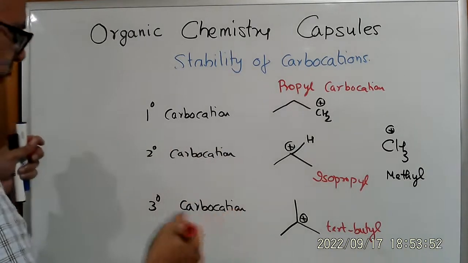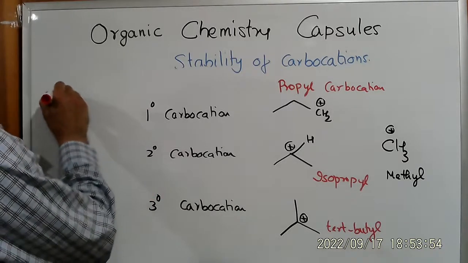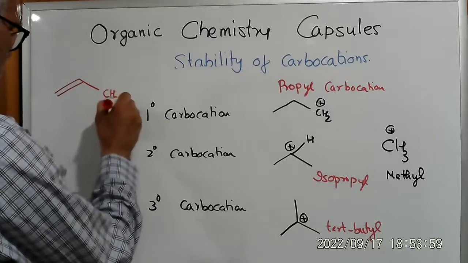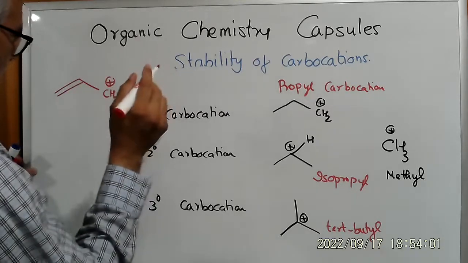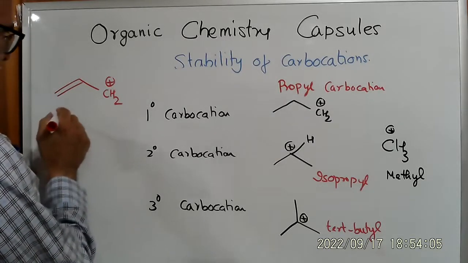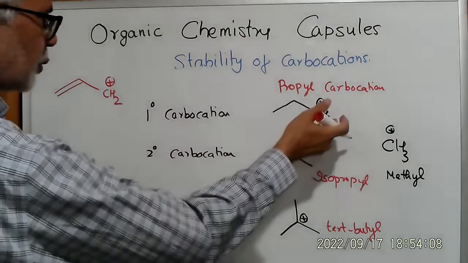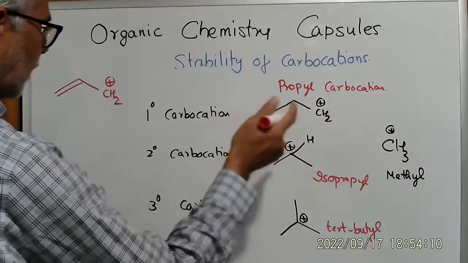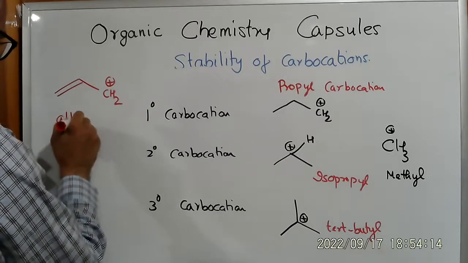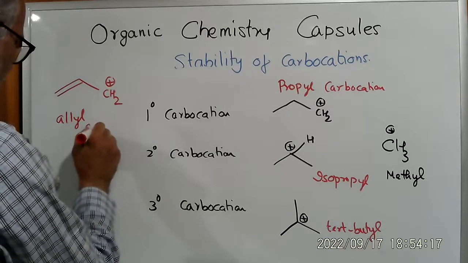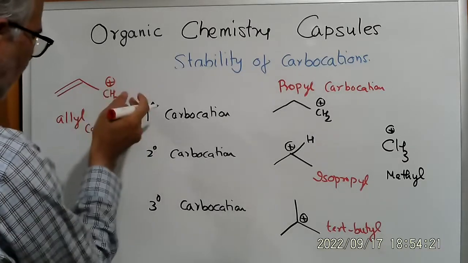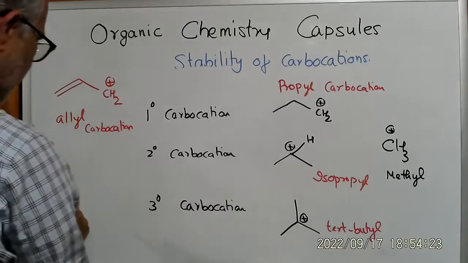Not unique, you can find many of them, but they look something like this. So you have a double bond, and then a CH2+. So notice one thing, that is a primary carbon because it's connected to another carbon, but this is different from this primary carbocation in the sense that there is a double bond next to it. So this is called an allylic carbocation. It's a primary carbocation with a double bond next to it.